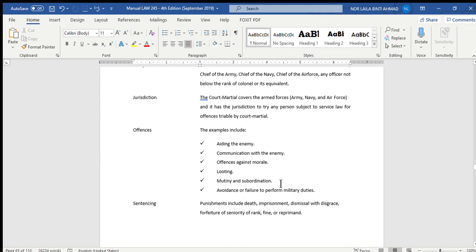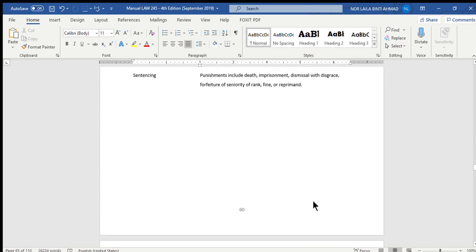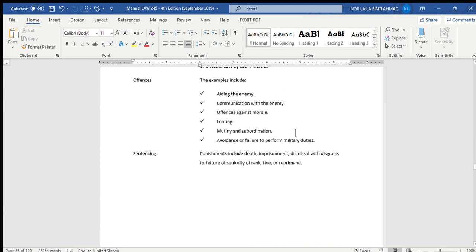Mutiny and insubordination. Mutiny means rebellion against authorities. Also using a weapon, and avoidance or failure to perform military duties. Sentences can also be released by this court. Punishments include death, imprisonment, dismissal with disgrace, forfeiture of seniority of rank, fine, or reprimand, which is by giving a warning. That's all about the court martial.